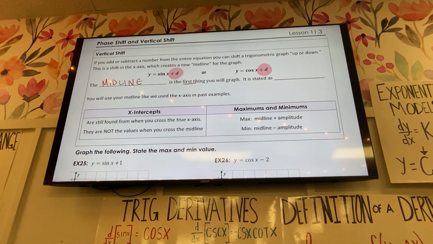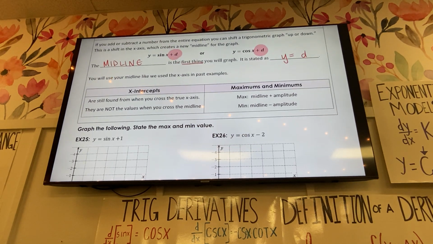All right, the midline is the first thing you are going to graph, and if you needed to state the midline, it is stated as y equals, because it will be a horizontal line. We are going to use the midline like we use the x-axis in past examples, except that the x-intercepts are still found when you cross the true x-axis. So just because we're shifting the midline doesn't mean that your x-axis is going to get changed. Your x-intercepts are still when you cross the x-axis, not when you cross the midline.